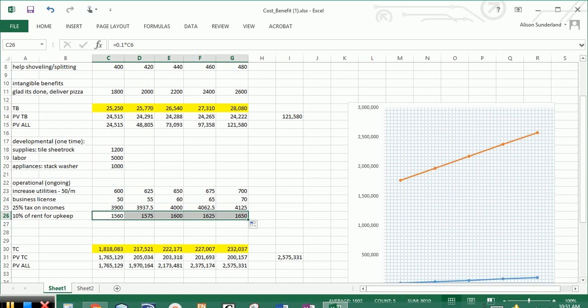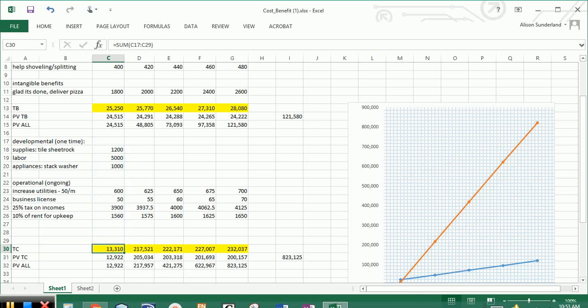I have now counted the developmental one-time cost and the operational ongoing cost, and so once again, I need to find the row that has the TC, or the total cost, and I need to make sure that this column is auto-summing all of the costs above it.